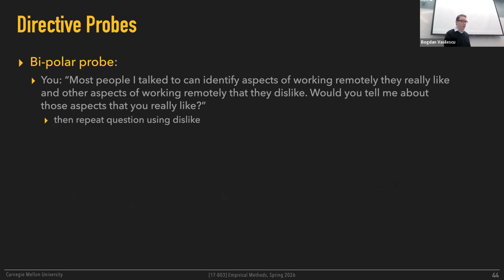You could have bipolar probes. This is to avoid biasing responses in one direction or another. So you could open with something like this. Most people I talk to can identify aspects of working remotely that they really like, as well as aspects of working remotely that they dislike. These are the two poles of the question. Would you tell me about those aspects that you really like? And then you ask them next, would you tell me about those aspects that you disliked?